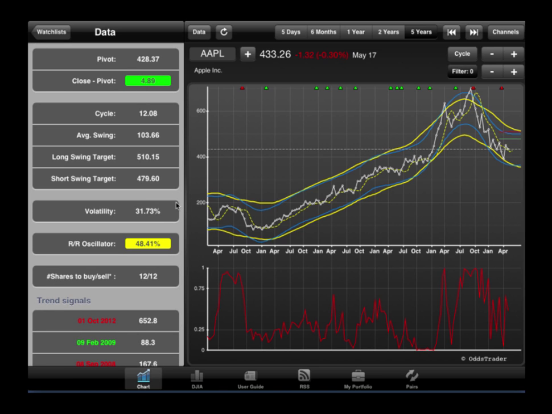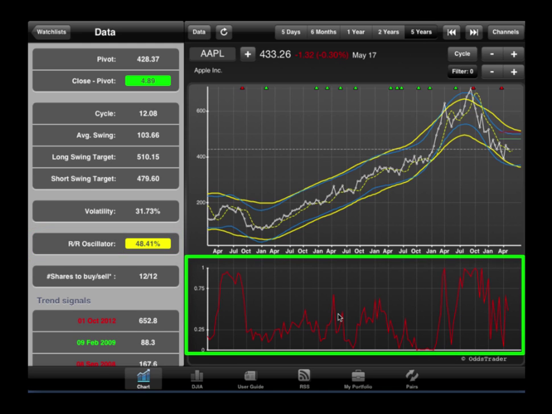The volatility number is followed by the risk-reward oscillator reading. The risk-reward oscillator is a proprietary oscillator that avoids a key drawback of traditional oscillators, namely their tendency to remain overbought in an uptrending market and stay oversold in a downtrending market. By contrast, the risk-reward oscillator remains oversold in an uptrend and overbought in a downtrend. Readings above, below 75 and 25 are considered overbought or oversold.